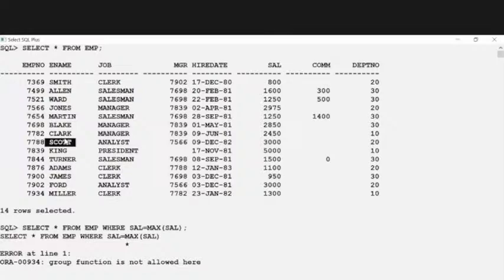Which department is Scott working in? Analyst. Are there any employees working in analyst? Who is that? Ford. So Ford is a colleague of Scott, na? So the answer comes or not? But the practical query, how to write? Select star from EMP.